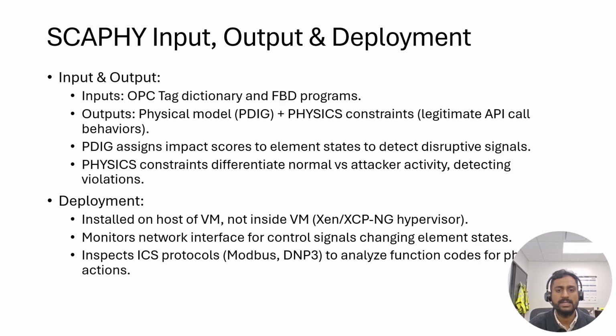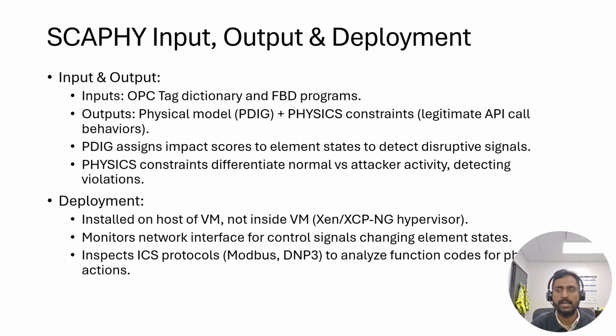It looks at the OPC tag dictionary and the function block diagram PLC programs, and it outputs two things: the physical model, also called the PDIG, and the physics constraints. The PDIG assigns impact scores to element states to detect disruptive signals, whereas physics constraints are those that are to be followed at all times. They can differentiate normal activity versus attacker activity.